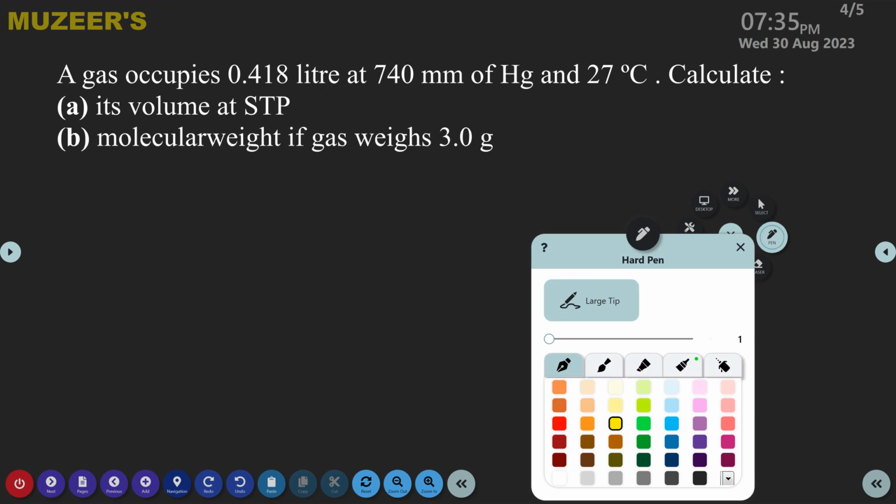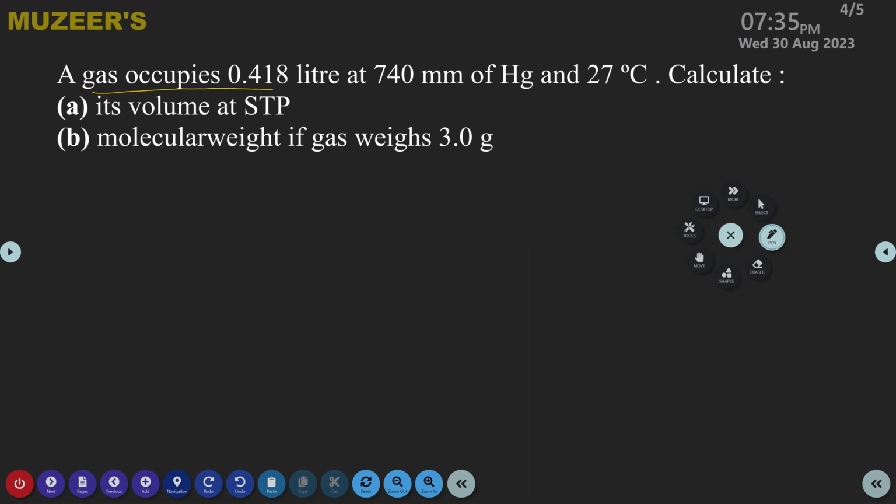ఏ గ్యాస్ ఆక్యుపైస్, see the question, a gas occupies 0.418 liters at 740 mm of Hg and 27 degrees centigrade. Calculate its volume at STP and molecular weight if gas weighs 3 grams. So direct problem ఇది, frequently asking questions లో ఇది ఒకటి.